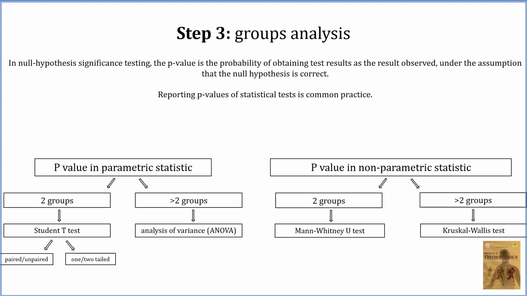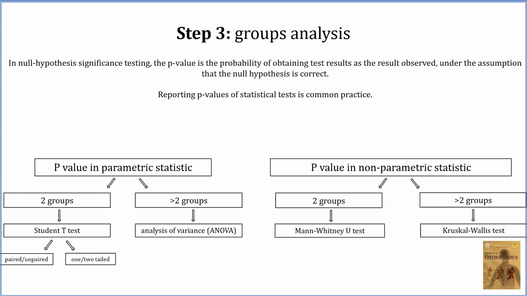Reporting p-values of statistical tests is common practice. The trend in the current literature is to also use the confidence interval, and sometimes to replace the p-values, but still the p-value is the most commonly used tool to evaluate the statistical significance of values. In parametric statistics, we use the Student t-test if we are comparing two groups, or the analysis of variance, so the ANOVA test, if we are comparing more than two groups.